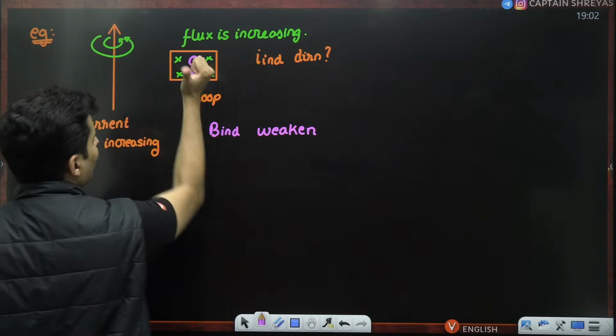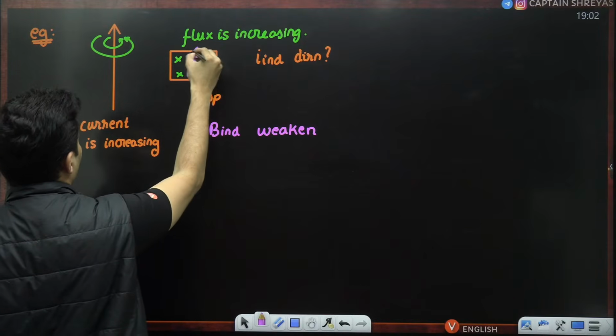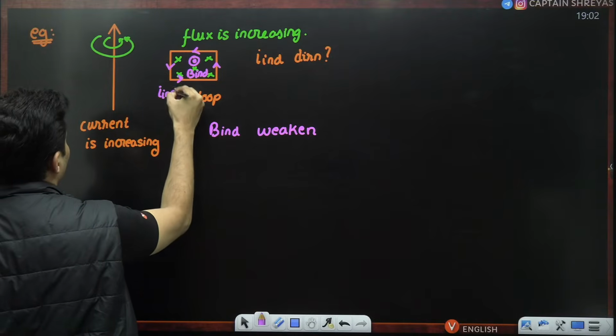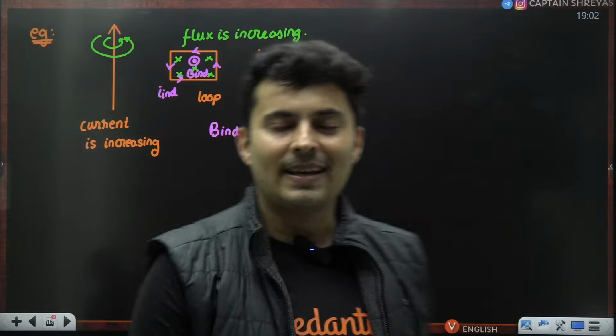Hold the thumb towards you. The fingers curl like this. So, hence, the induced current will be in this direction. So, the induced current is anti-clockwise. We got the answer. The induced current is anti-clockwise.